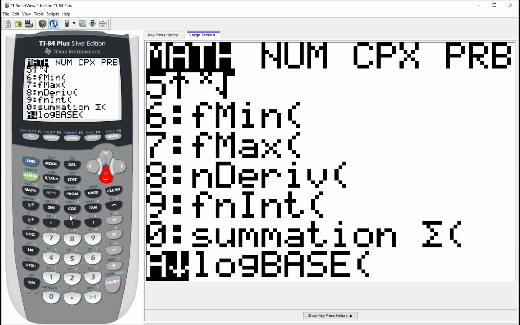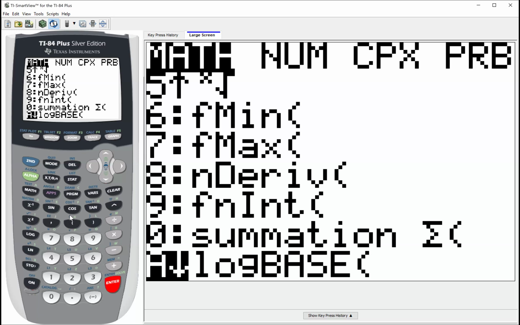Now, if some of you have the older calculator and you don't have that option in math, you're going to have to change the base manually. I'm going to show you how to do it at the end of the video, so just hang tight. Those of you that have log base, let me just show you how to use it now.